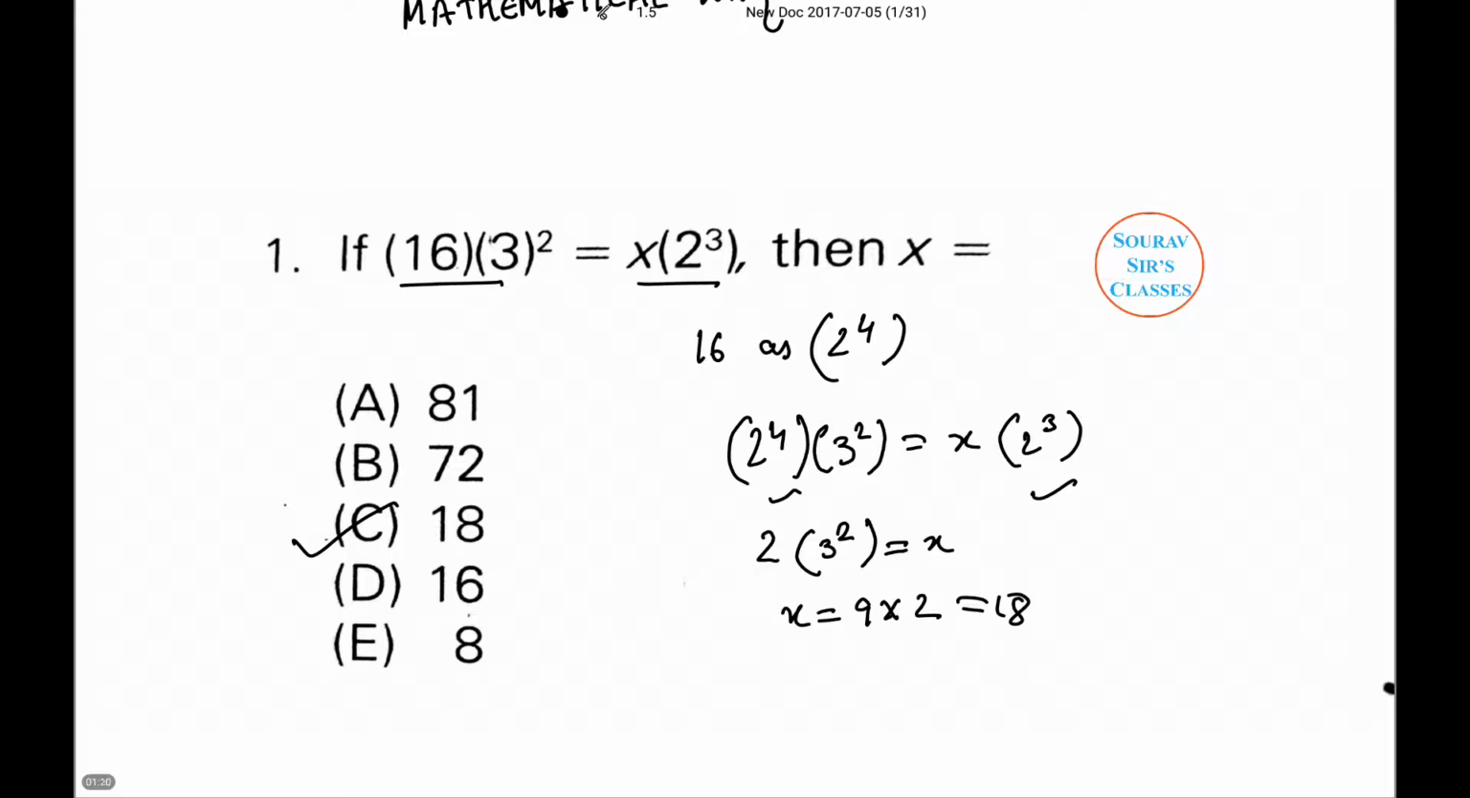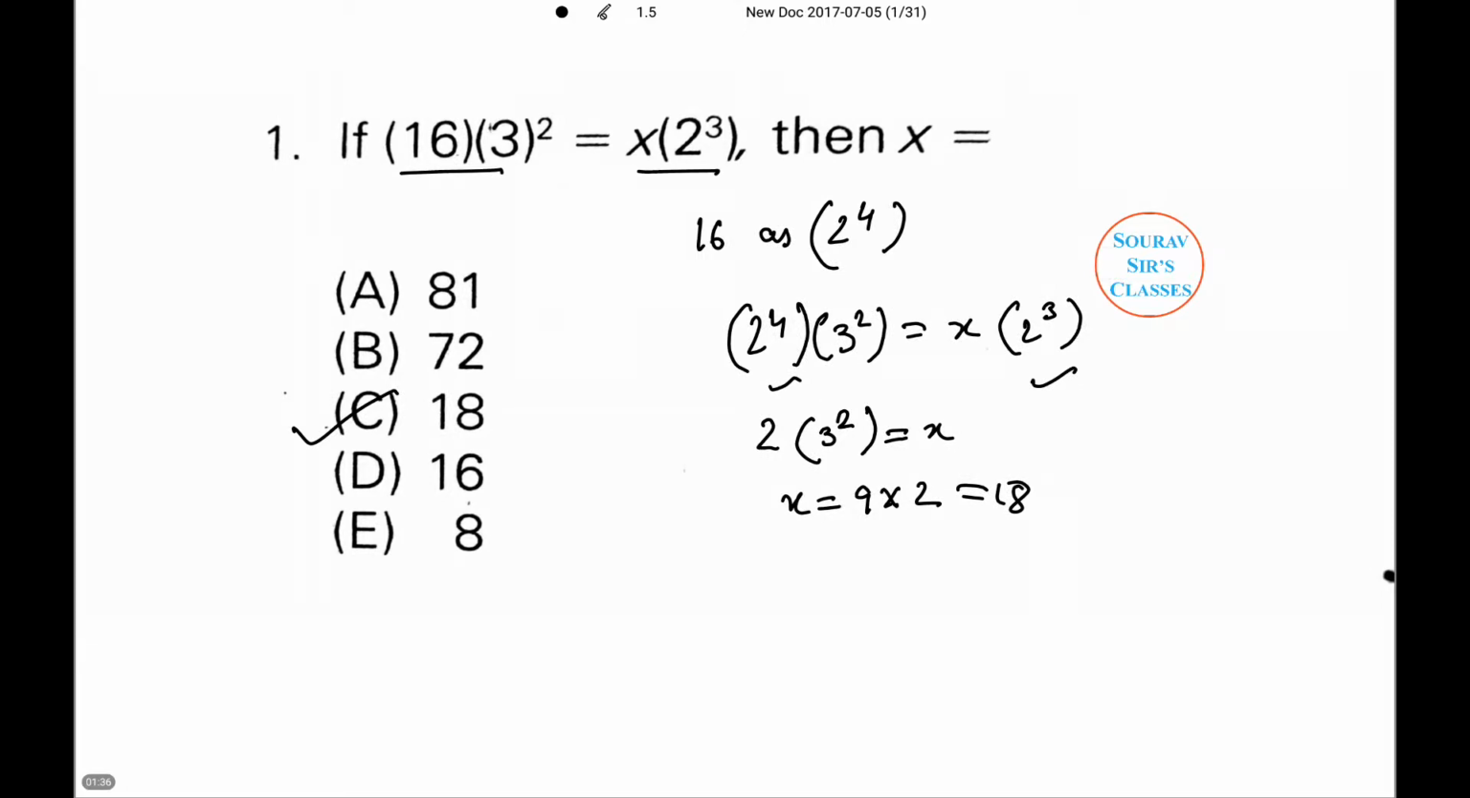This is a very basic sum. Since there will be a bit of time pressure, people usually face problems and make mistakes. But if you use techniques like this one, you will be doing it correctly and in just a second. Moving on to the next question.